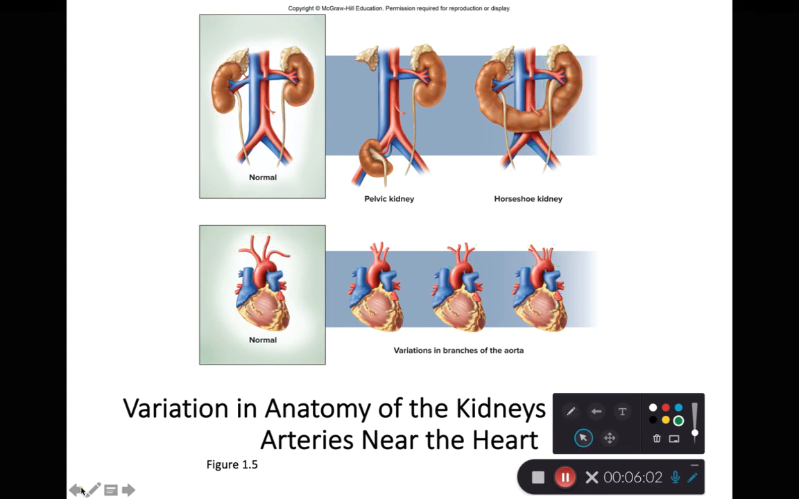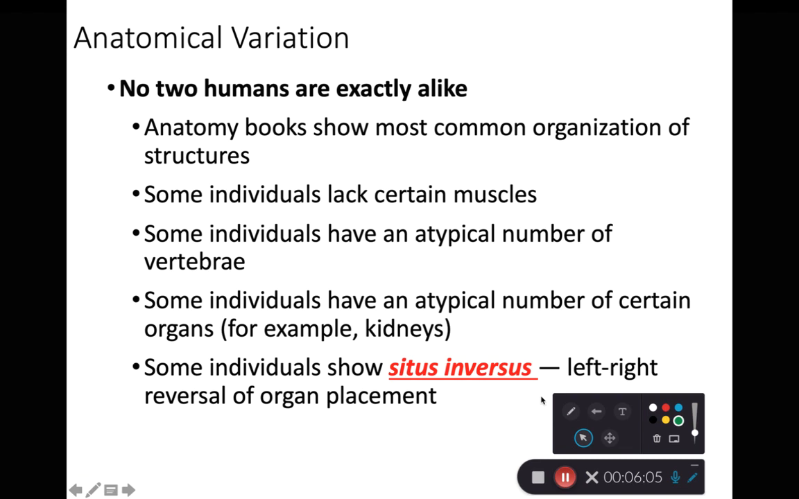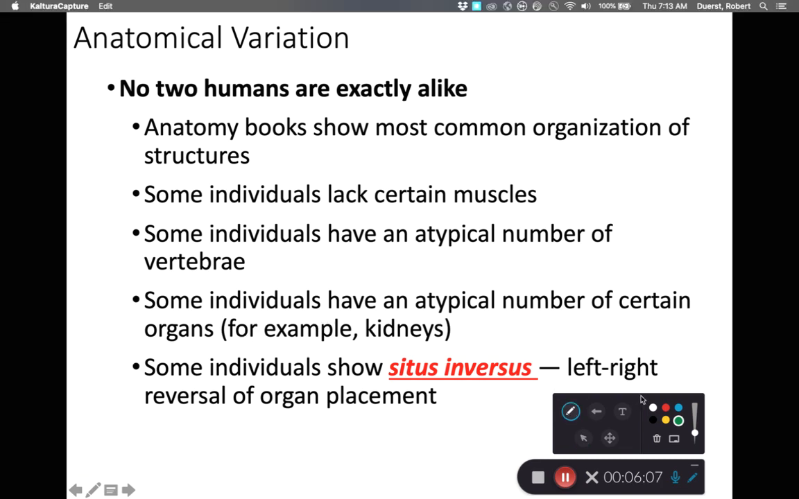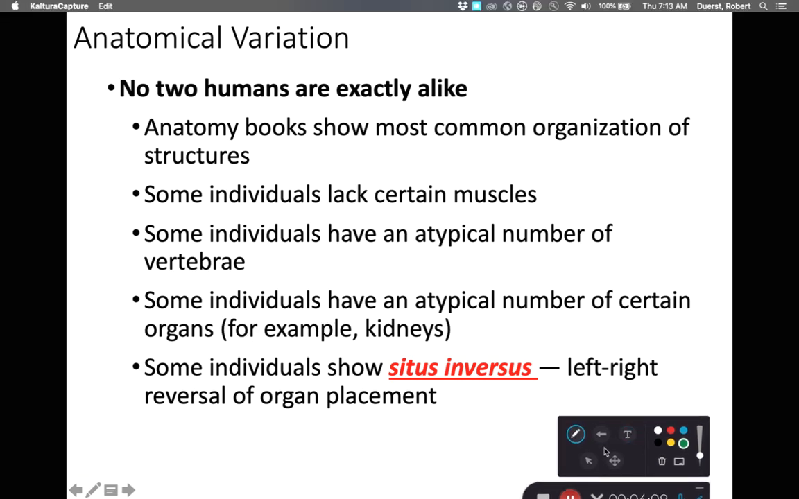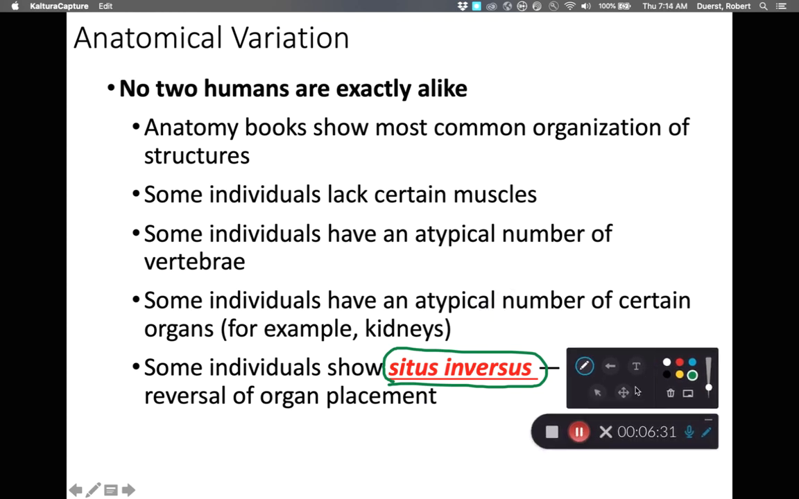Let me back up here. So as we're looking at these variations, every once in a while, you'll run into an individual that has situs inversus. In other words, the left and right sides of the organs inside of the body have been completely flip-flopped. And you can't tell that by looking at the outside of the person. But if you open up the individual or do medical imaging, you can see how the organs of the abdominal pelvic cavity have been flip-flopped, the left and right.